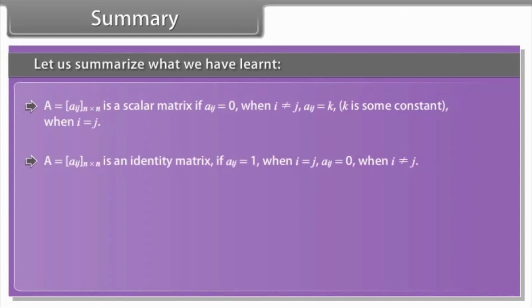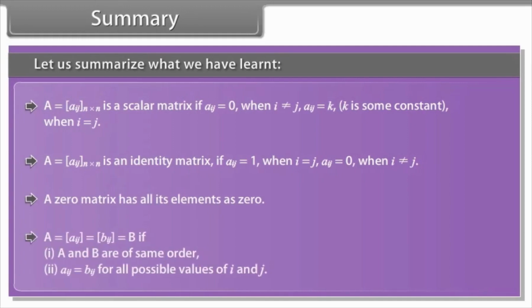A is equal to [aij] n by n is an identity matrix if aij is equal to 1 when i is equal to j, aij is equal to 0 when i is not equal to j. A zero matrix has all its elements as 0. A is equal to [aij] is equal to B is equal to [bij] if A and B are of the same order, and aij is equal to bij for all possible values of i and j.